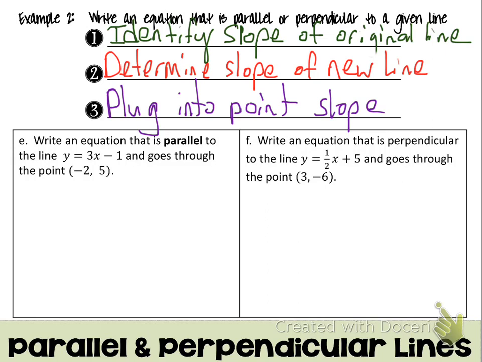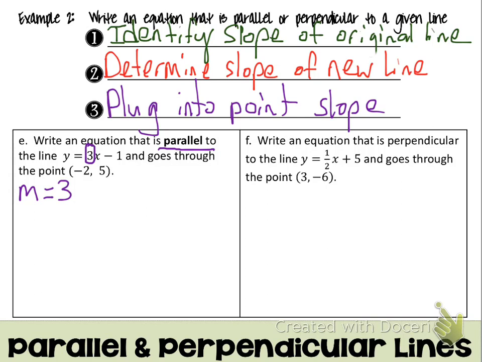So this one says they want the line that is parallel to the line y equals 3x minus 1 and goes through the point -2, 5. So from this equation, y equals 3x minus 1, the only thing that is important is the slope. Because from the previous notes, we talked about what is the slope of parallel lines. The slope of 2 parallel lines are the same. So the slope of the original line is 3. Your new slope will also be 3.